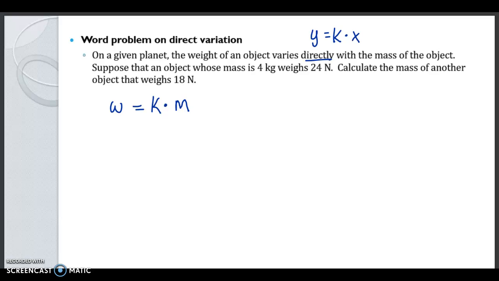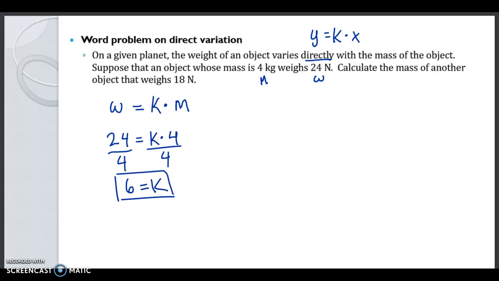Now, let's take the second sentence. Suppose that an object whose mass, so we have a mass of 4 kilograms and a weight of 24 newtons. So that means 24 equals some constant k times our mass of 4. Then we can divide by 4 to find out what k is. So 6 equals k. Okay, that's going to be important, so let's box that.